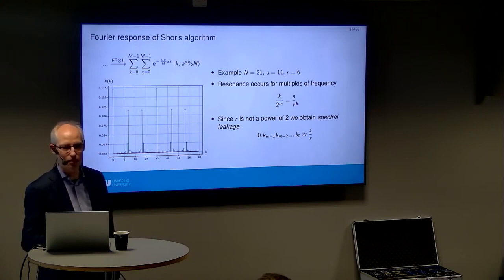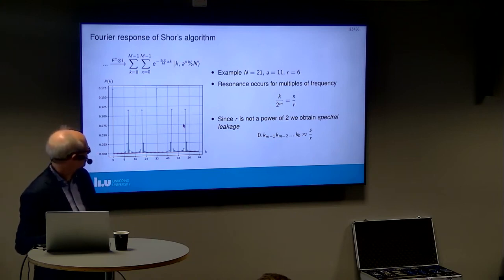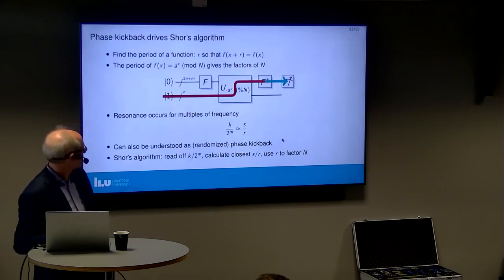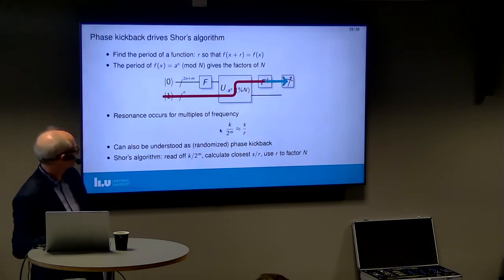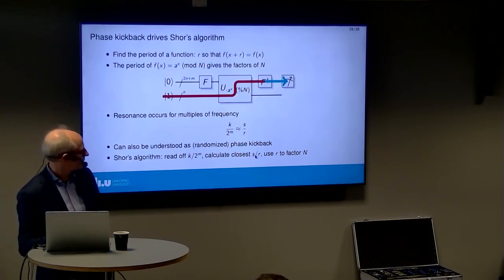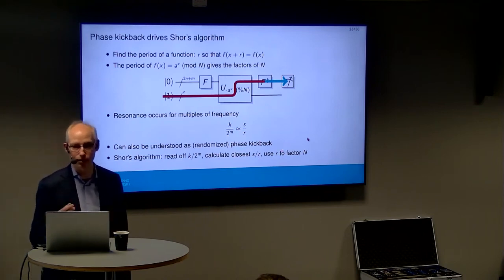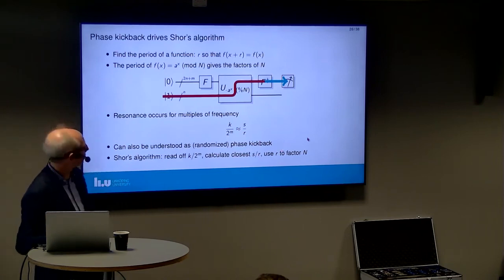So you have a high probability to get one of these peaks. Then you get a number which is actually close to s over r. And the idea here is that you read off k, you calculate the closest s over r, and then you use your r to factor, and that's the idea here. The generic idea.